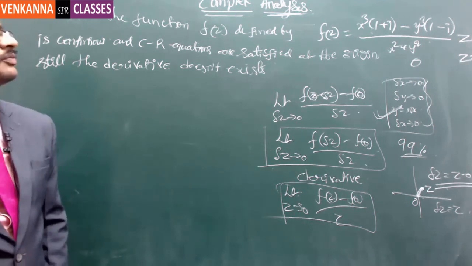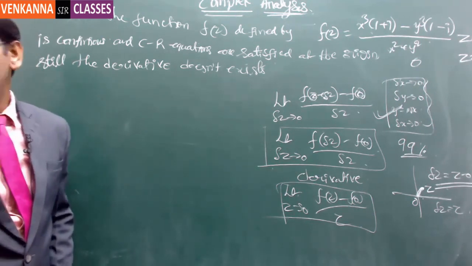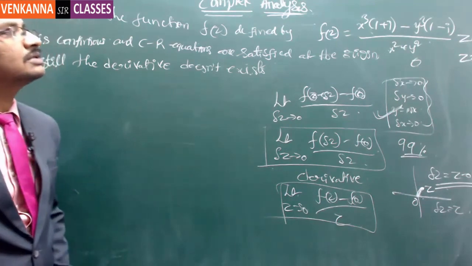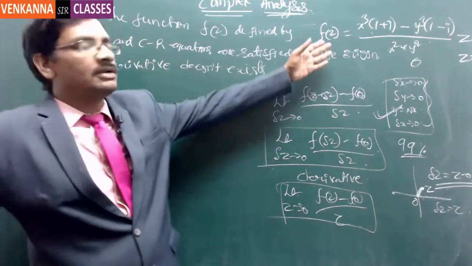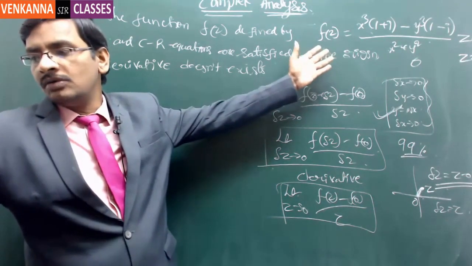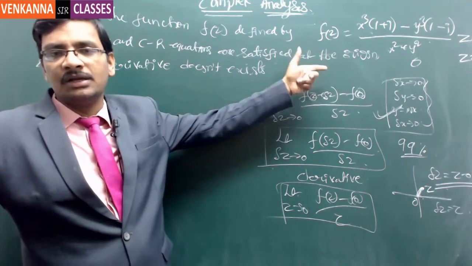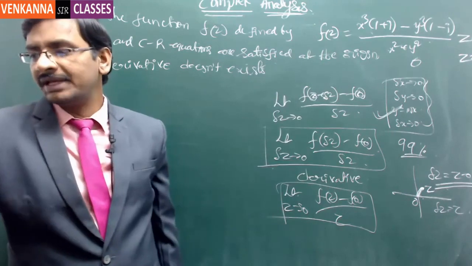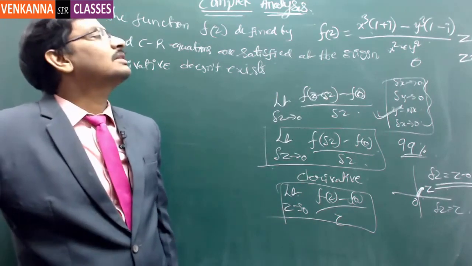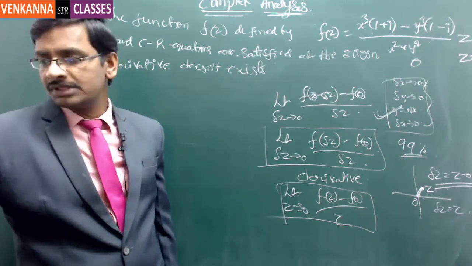Everybody got the same thing? The function is continuous. How to verify whether the function is continuous? You have to verify this function with three cases: along delta x, along delta y, and along the y is equal to mx line. Three cases you have to identify. In all three cases, the limit value should come out the same.